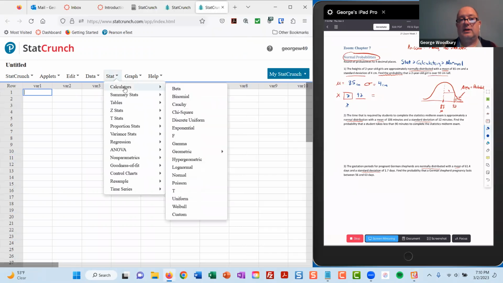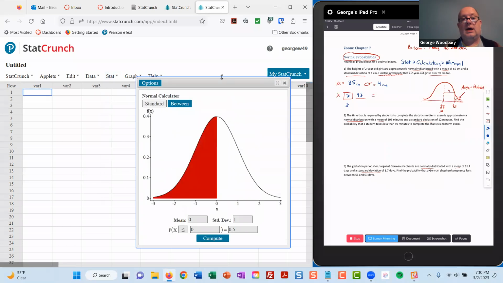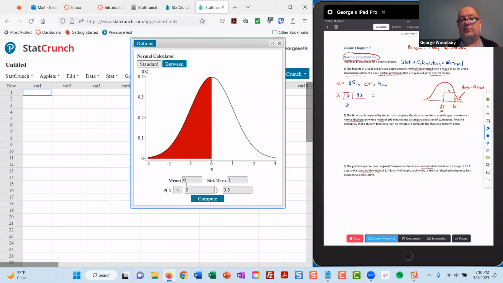And Stat, Calculators, Normal. Last week in chapter 6, you would have used either custom in 6.1, binomial in 6.2, or Poisson in 6.3. In chapter 7, we only use the normal one. And notice there are places for the mean, standard deviation, the sign for X, and the number. Also, there is a between tab that if you're looking between two numbers, you can use.